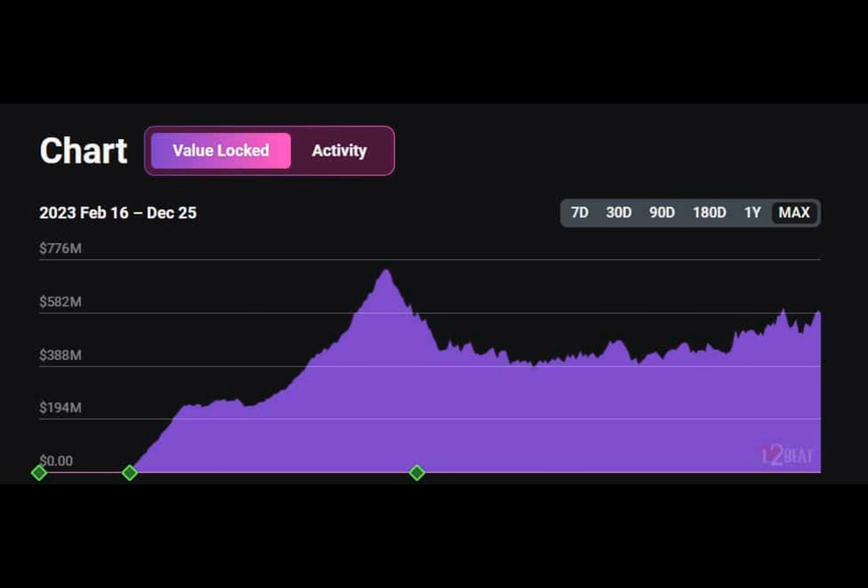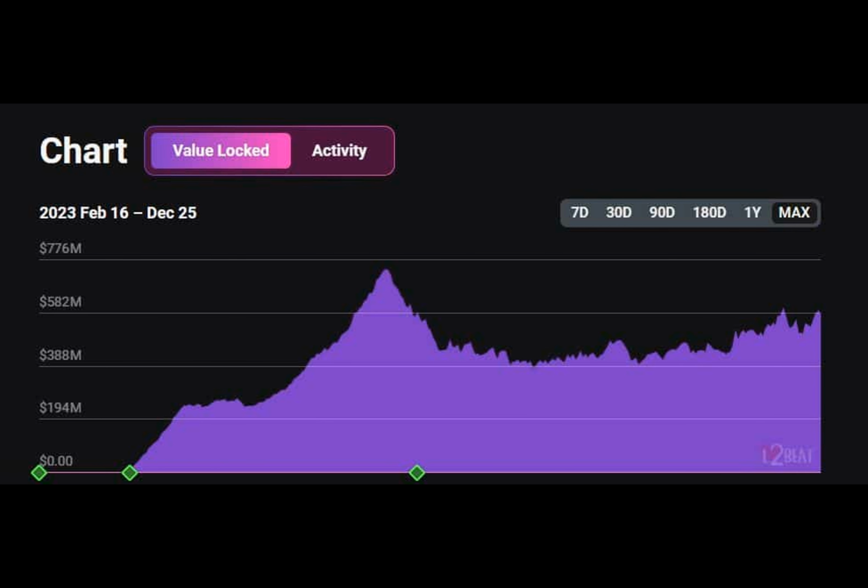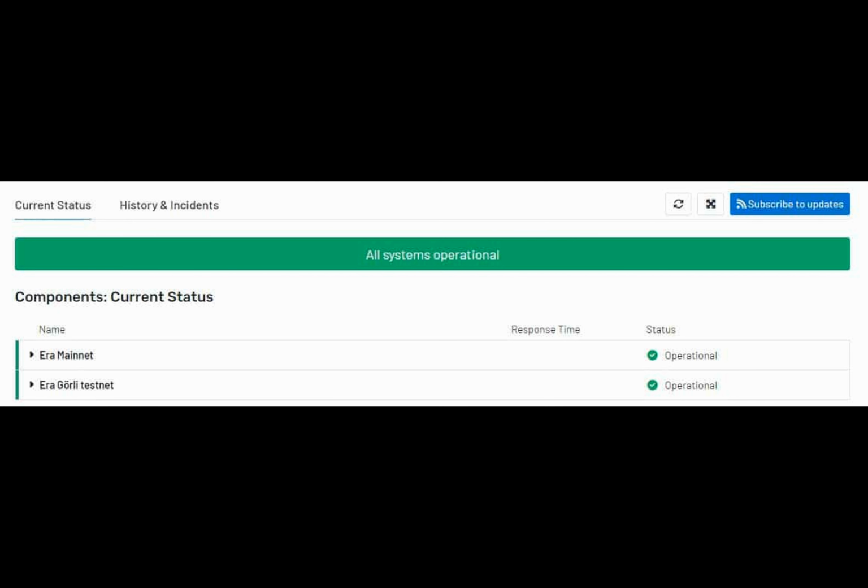Users and investors will be eagerly awaiting a post-mortem report from the network developers, hoping for insights into the causes of these disruptions and reassurance for the future. In the fast-paced world of blockchain technology, reliability and performance are crucial. zkSync Era must address these issues promptly and effectively to ensure its continued success and user confidence.